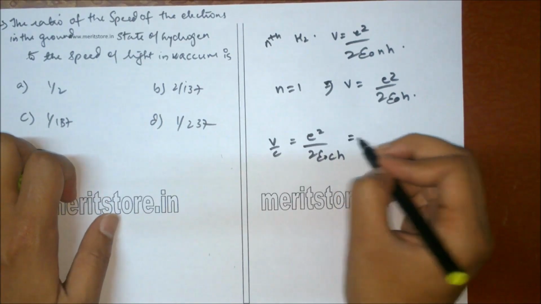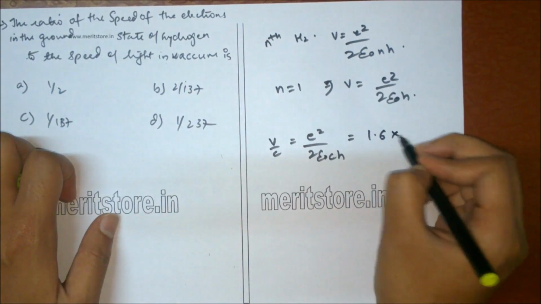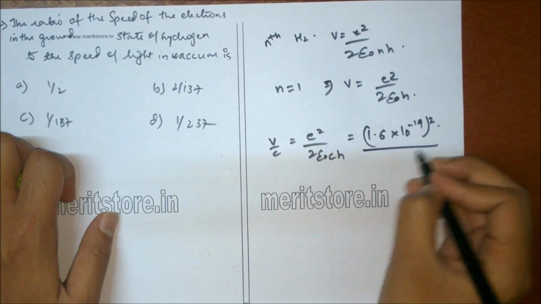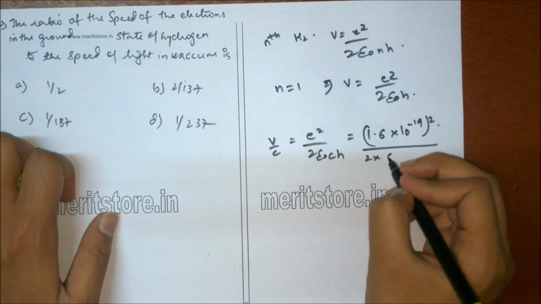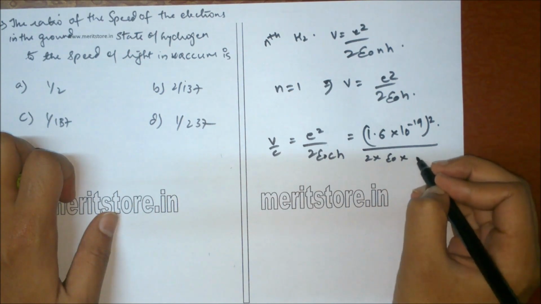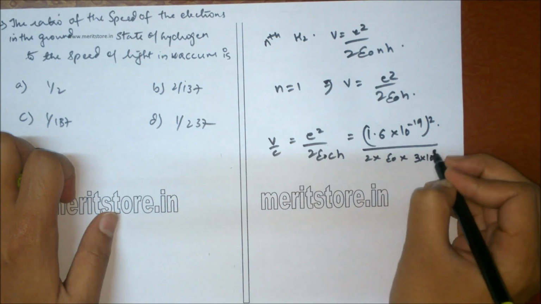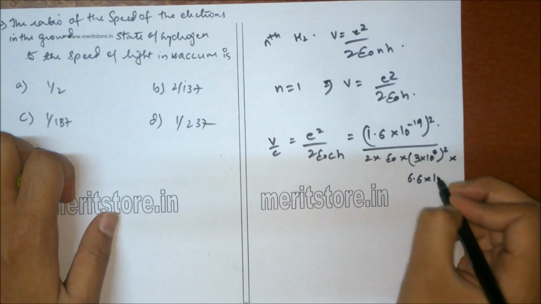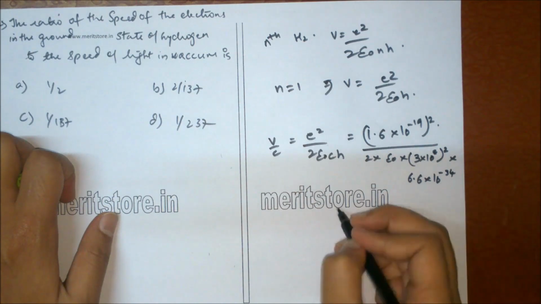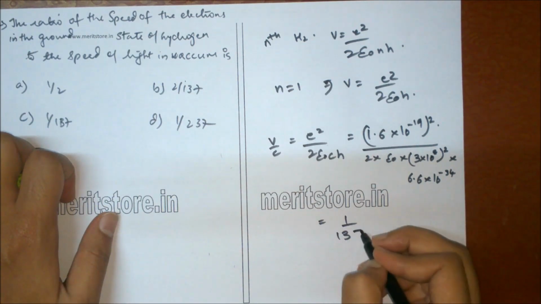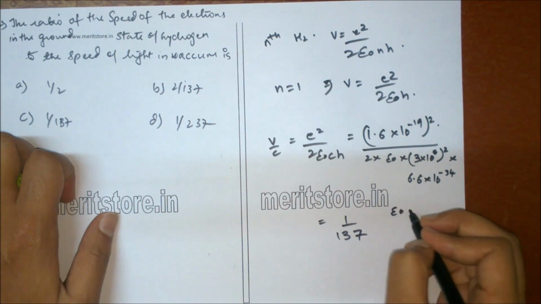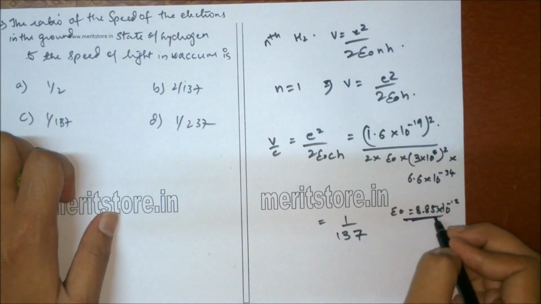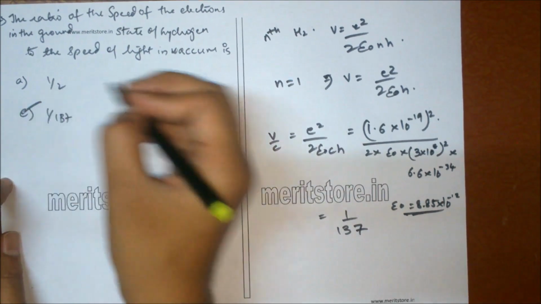On substituting the values, we get (1.6 into 10 raised to minus 19) the whole square divided by 2 into epsilon 0 into c, which is 3 into 10 raised to 8, multiplied by h, the Planck constant, 6.6 into 10 raised to minus 34. On solving this, we get 1 upon 137. The value of epsilon 0 is 8.85 into 10 raised to minus 12. So option C is the correct answer.